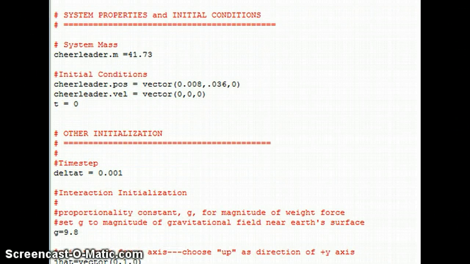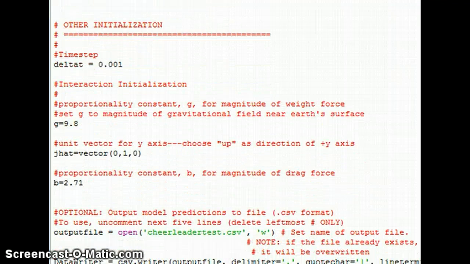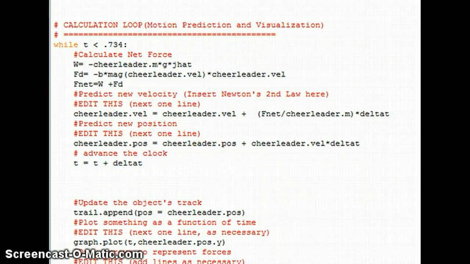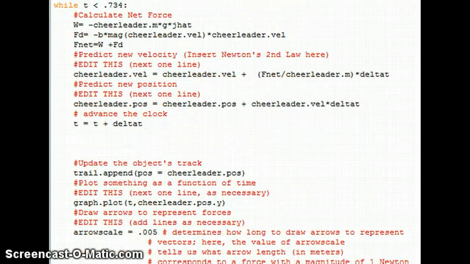The loop is the second law repeated until the ending time of 0.734 seconds. The total time is that of the time used of the cut segment of the video. Each equation is updated to reflect the equation v final equals v initial plus f net divided by mass times delta t. The weight force on the cheerleader was found to be the mass times the gravity times j hat, which is representative of the interaction of the Earth with the model.